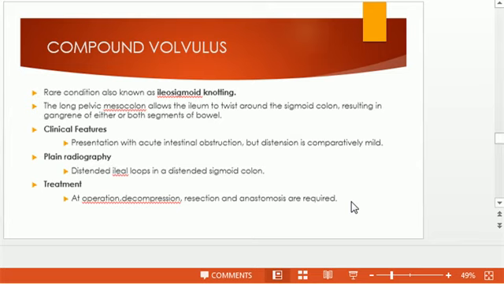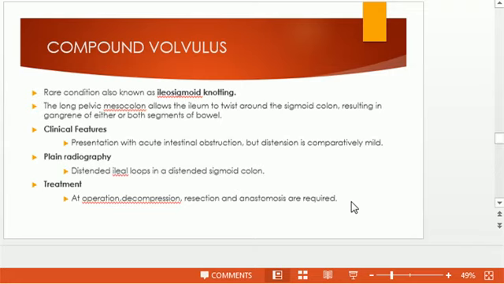Another type of volvulus, here we can see, is a compound volvulus. It is a rare condition, also known as ileosigmoid knotting. What happens in compound volvulus? The long pelvic mesocolon allows the ileum to twist around the sigmoid colon, resulting in gangrene of either or both segments of the bowel. Maybe only the ileum is gangrenous, or only the sigmoid loop, or even both can be gangrenous. Ischemia can occur.